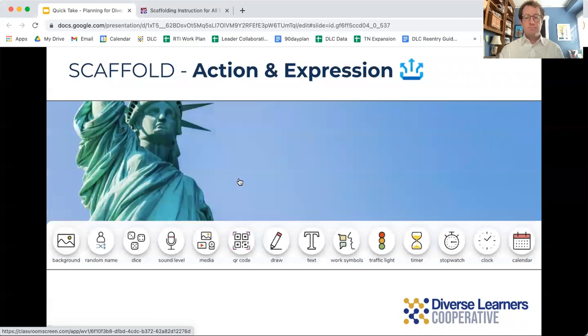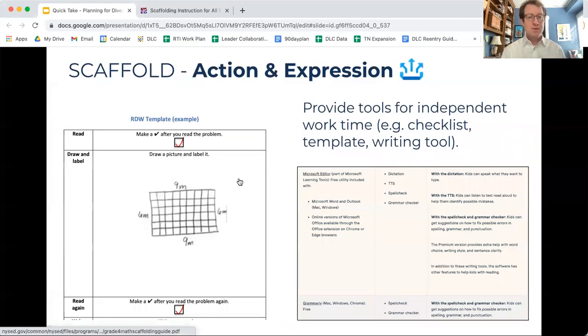So we're looking at the read, draw, write template. This would help a student during independent time solve word problems and know what each step is to break it down independently. This other one is a link to really great options for students who struggle with writing. If you had an area station where students who struggle with handwriting could write on the laptop, there are some great tools to assist with that.